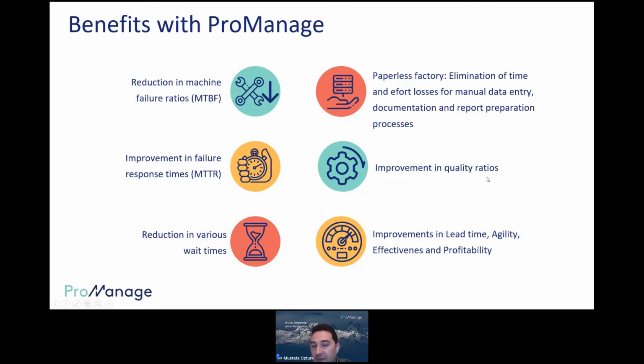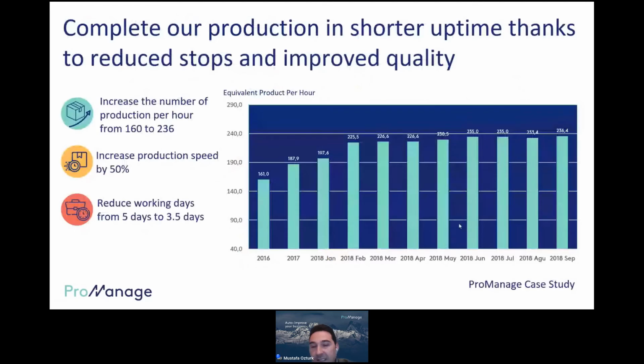And quality ratios improve significantly because again everything is recorded and you know the reasons for your quality problems and you can do activities to improve them, and eventually the lead time, agility, effectiveness and profitability will increase with a smart manufacturing system. So this is a typical case study.